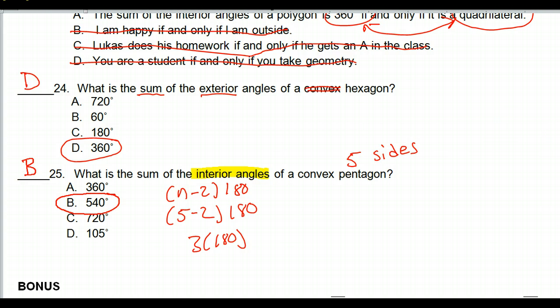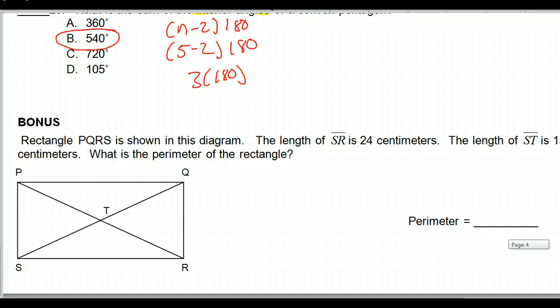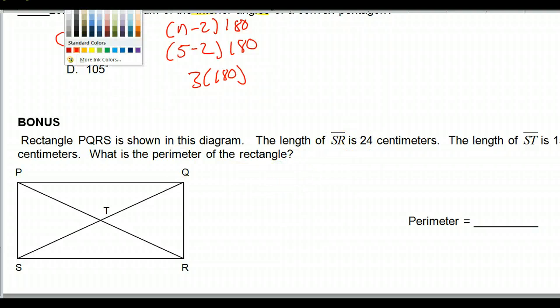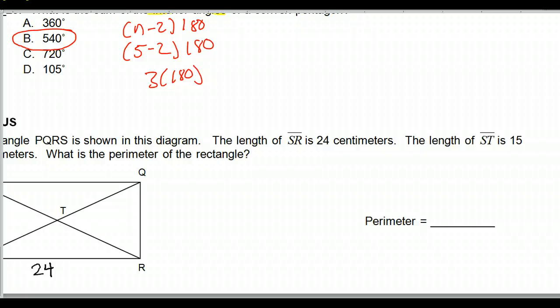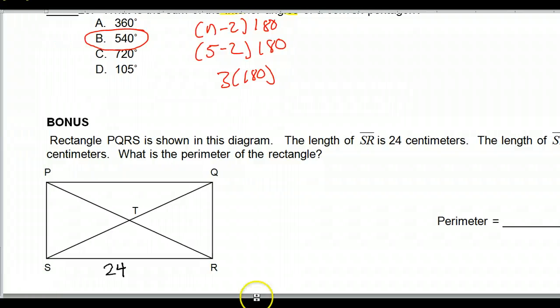Alright, that just leaves the bonus question. The length of SR is 24. That's a given, so I'm just going to go ahead and make that black. SR is 24 centimeters. The length of ST is 15. Interesting. We're supposed to find the perimeter, the outer sum of all the sides of this rectangle.